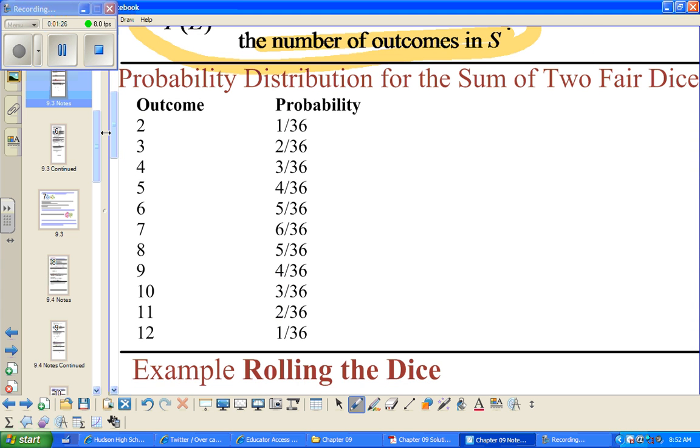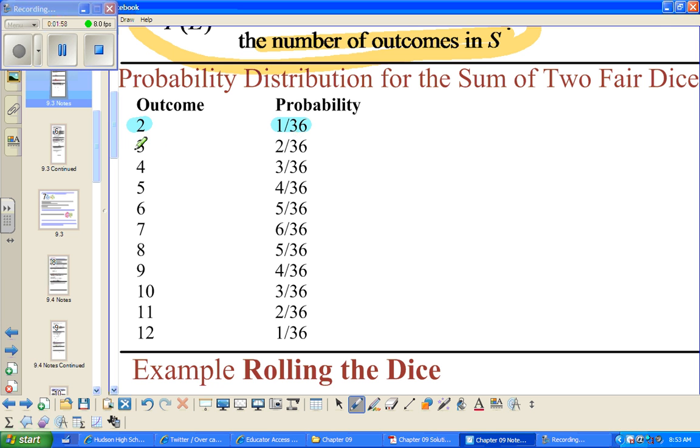So an example of this would be if you look at throwing two dice, and you look at their sum, and what I have here is a chart showing the different outcomes. How can you roll a 2? Well, if both dice are 1s, then you'll roll a 2. That happens once. There's 36 different outcomes you could have in rolling 2 dice.